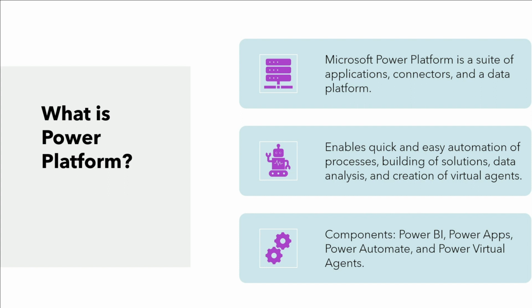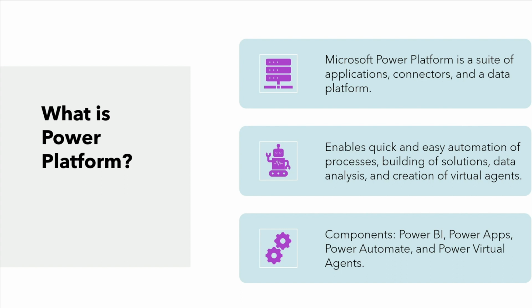So in Power Platform, four components are available. With those components, you can build scaled solutions. Second is enabling quick and easy automation of processes, building a solution, data analysis, and creating a virtual agent. So you can use a flow, correct? Let's say you wanted to acknowledge the email that you receive. You can create the flow so that whenever an email comes in your bucket, it automatically runs and delivers the acknowledgement, or accepts the acknowledgement with some number, correct.